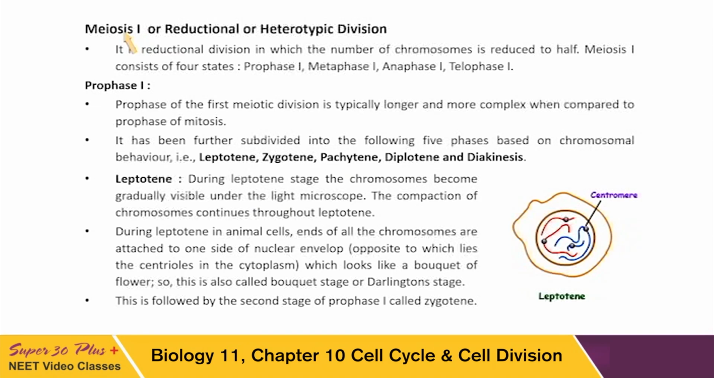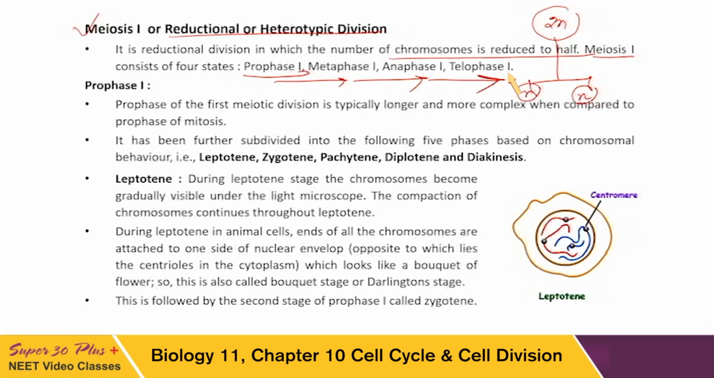Now we have to see meiosis first in detail. It is a reductional or heterotypic division. Why reduction? One cell having 2n number of chromosomes will divide into 2 daughter cells, and each daughter cell has n number of chromosomes. The chromosome number is reduced to half. And meiosis first, as I told you, consists of 4 stages: prophase first, followed by metaphase first, anaphase first, and telophase first.